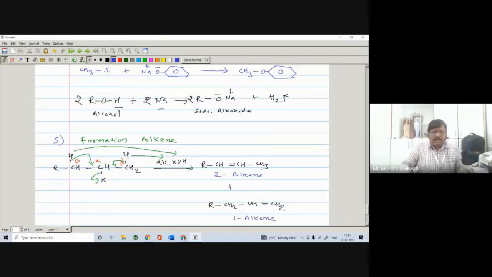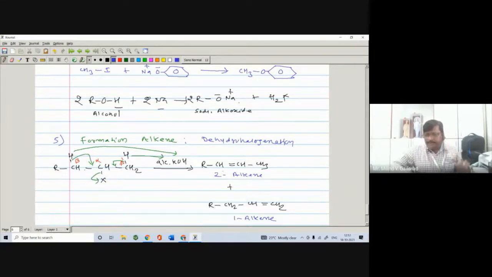Right? So with the course of the reaction, as there is a removal of hydrogen and halogen, it is called a dehydrohalogenation reaction. Right? So this is the dehydrohalogenation reaction.